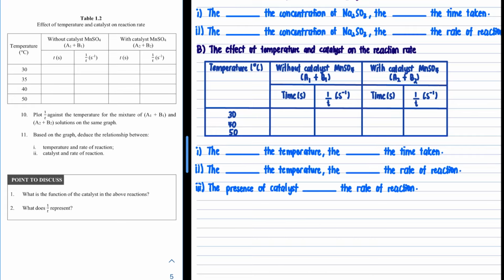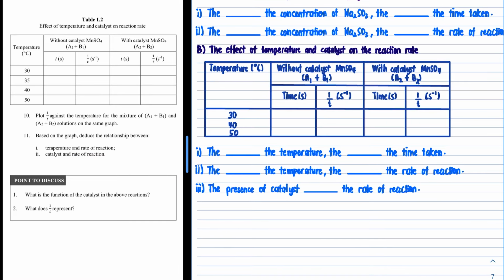Here for number 11, part 2, we have to deduce the relationship between the catalyst and rate of reaction. Based on the catalyst, we cannot say that the higher the catalyst, the higher the rate of reaction. It is not, because in this experiment, for A1, B1, we don't have any catalyst, and for A2, B2, we have the catalyst. So we have to state what happens if there is the presence of a catalyst. Will it increase or decrease the rate of reaction? Okay, so that is all for the results for the experiment.